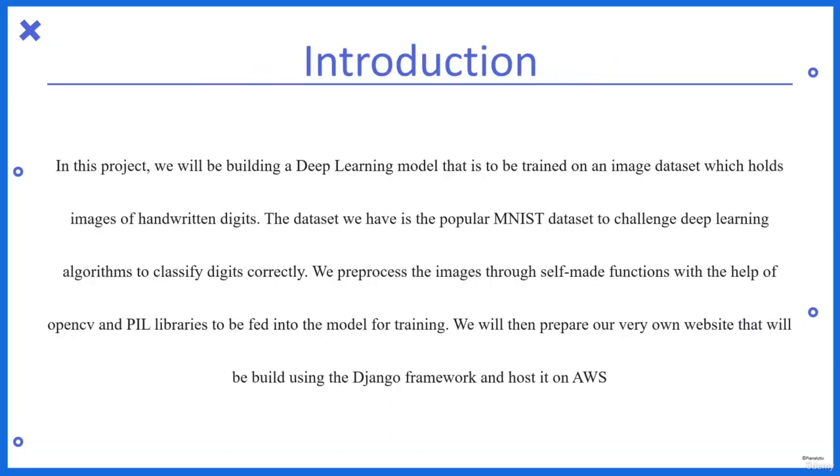So in this project, as I told you, we will be developing a deep learning model that is to be trained on an image dataset of handwritten digits. Now the dataset we have is the popular MNIST dataset to challenge deep learning algorithms to classify digits correctly. We pre-process the images through self-made functions with the help of OpenCV and PIL library to be fed into the model for training. Now, the PIL library, which is used for handling image data, is actually discontinued in Python 3. So we would actually be using the Pillow library, which acts as an interface for the PIL library on Python 3.